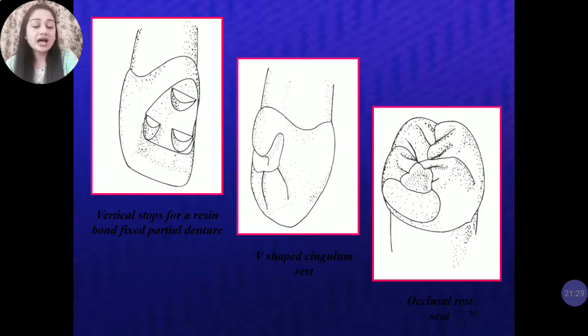So this is how the rest seats are prepared. The vertical slots or countersinks are for the anterior tooth, the V-shaped cingulum rest for premolars or the canine, and the occlusal rest seat for the posterior molars.